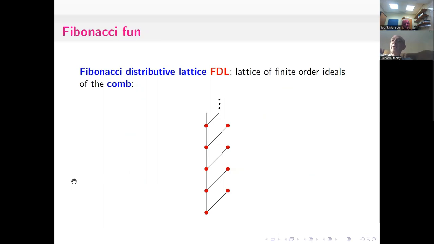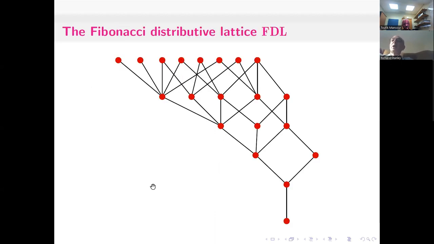Now, let me finish up with two posets that are related to the Fibonacci numbers, whose properties I like. I'll call this Fibonacci fun. The first lattice, which I call the Fibonacci distributive lattice, FDL, has a very simple definition: the finite order ideals of this comb poset. This diagram should make it obvious what the comb is. We have this chain 0, 1, 2, etc., and a new element covering each element of the chain. Here's what the first few levels of FDL look like.